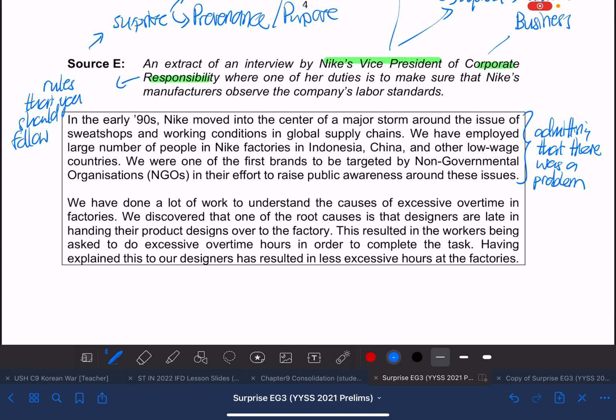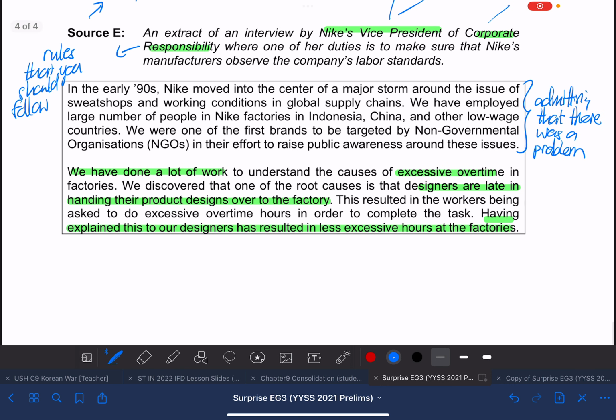She says, we have done a lot of work to understand the causes of excessive overtime. So Nike, after being criticized, they have tried to figure out what has caused the problems like excessive overtime. We discovered that one of the root causes is that designers are late in handing their product designs over to the factories. Oh, okay. So who is responsible for the overtime in the factories? This vice president is blaming it on the designers. Then she goes on to say, this resulted in the workers being asked to do excessive overtime in order to complete the task. Having explained this to our designers has resulted in less excessive hours at the factories. You should be thinking, maybe this sounds a little bit suspicious.